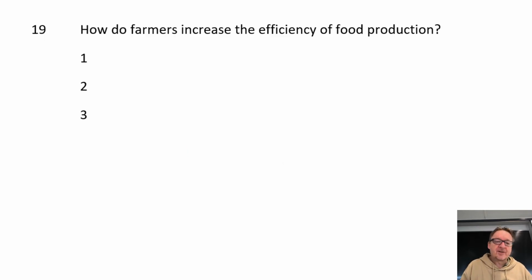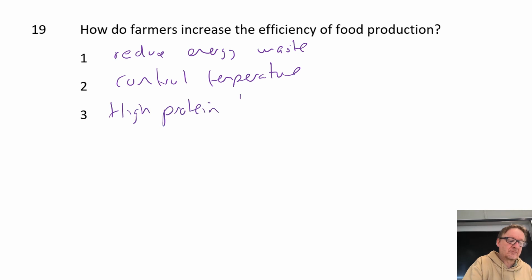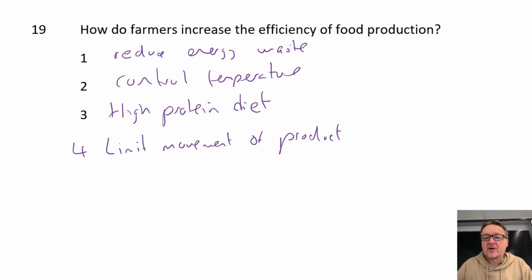How do farmers increase the efficiency of food production? So what they do is they can reduce energy waste, they control the temperature, they have high protein diets for animals, and there's a fourth one in there I can chuck in as well, limit movement of the product.